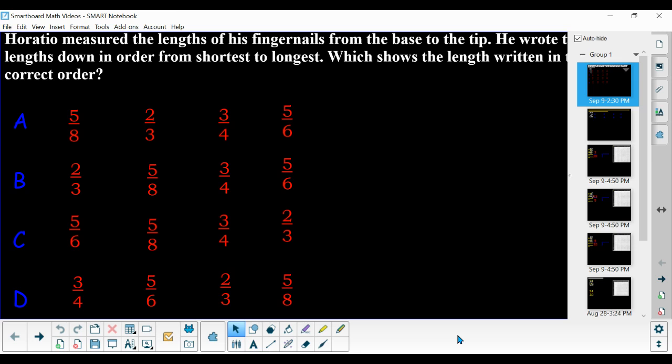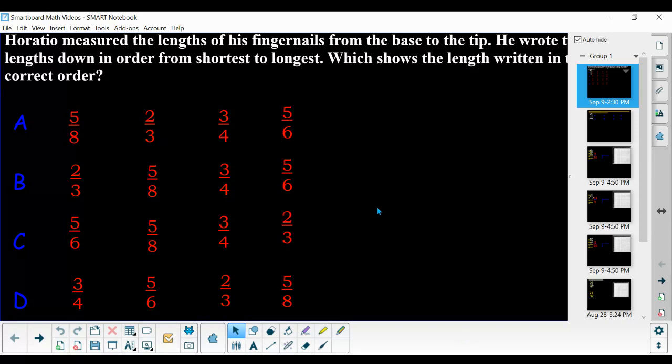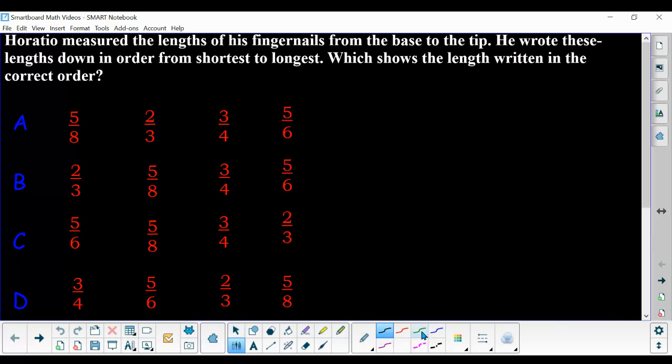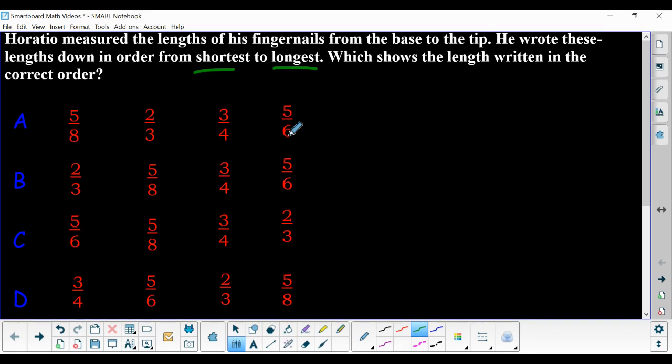All right, so in this question, we're comparing fractions and we're putting them in order from shortest to longest. In other words, small to big. It's always important that you circle and underline what the question's asking for, because sometimes they'll ask for the other way around, longest to shortest.